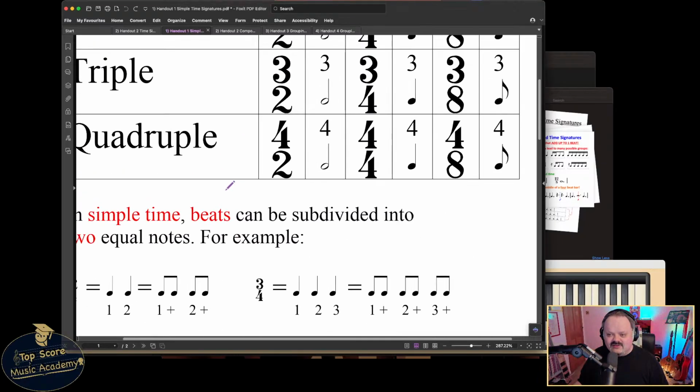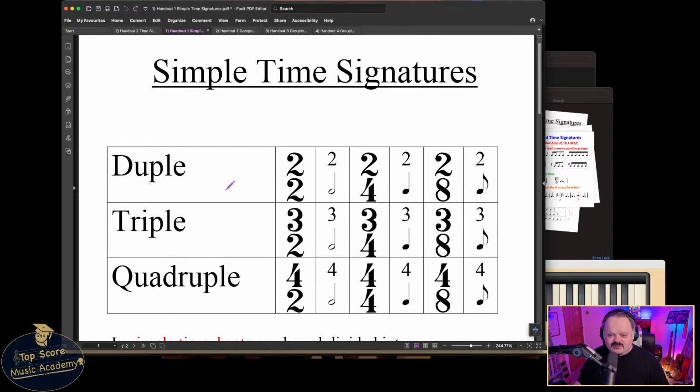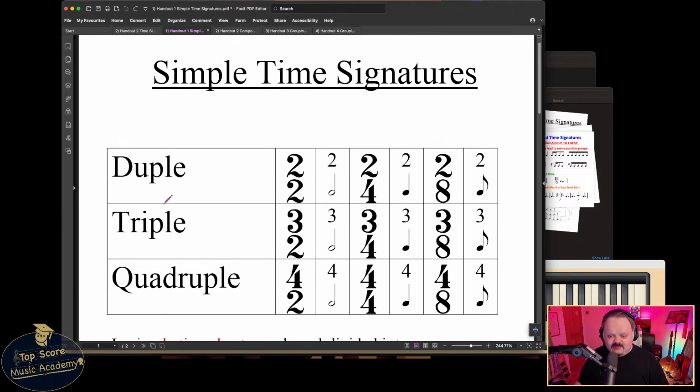Okay, so all of that is the common characteristics of all simple time signatures. You could also call it simple duple, simple triple, or simple quadruple. So simple duple is just not only can the beats be split into 2, but there's 2 of them per bar. Okay, so that's what makes it duple.